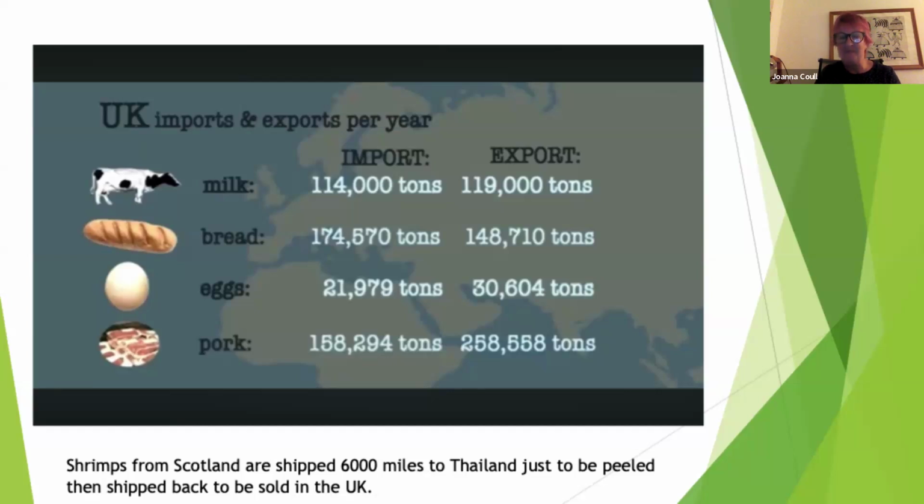And the final one, which I've just added in, again from the same video: shrimps from Scotland are shipped 6,000 miles to Thailand just to be peeled, then shipped back to be sold in the UK.